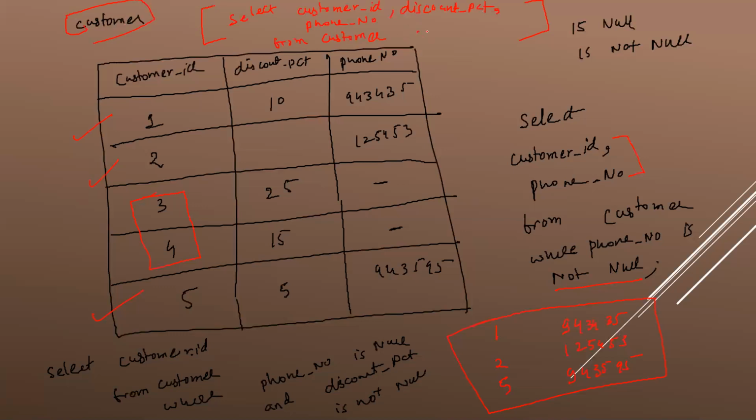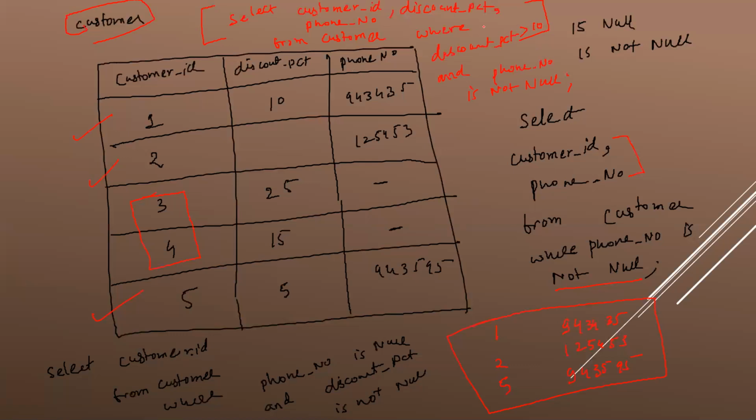Where discount percentage is greater than 10 and phone number is not null. Solve this one. Then output is 0.